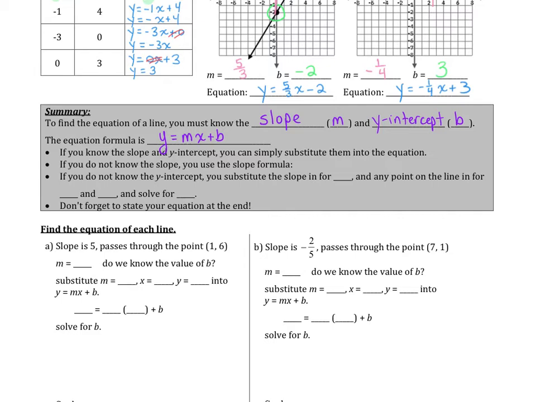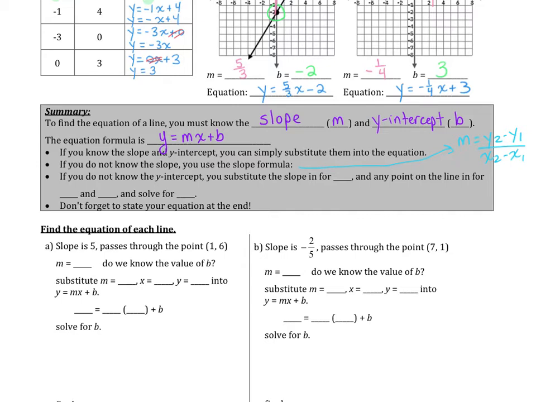In some questions, you will not know what the slope is, but luckily, we have a slope formula. Do you remember the slope formula? If you don't know the slope, you use the slope formula. So that's y2 minus y1 over x2 minus x1.